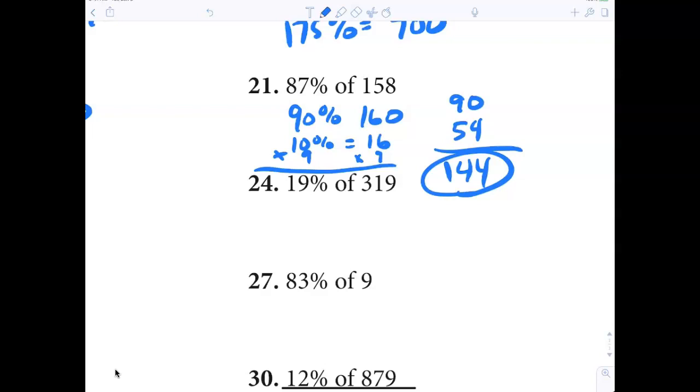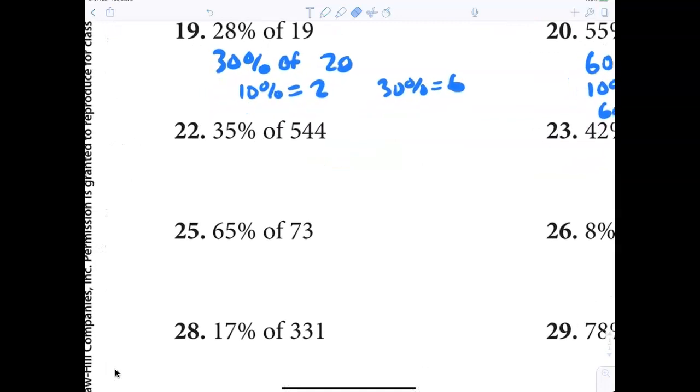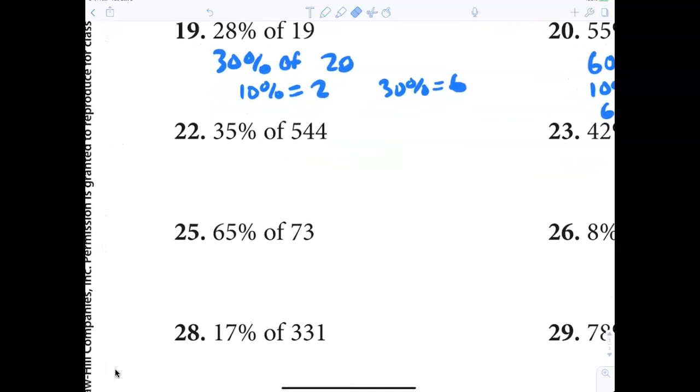Now, say it again. I'm okay with that. All right? You're roughly right around there. All right. So, 22. Good job. We would round 35 to 40, good, and then we would round 544 to 540. Good. I think I'm good with that.